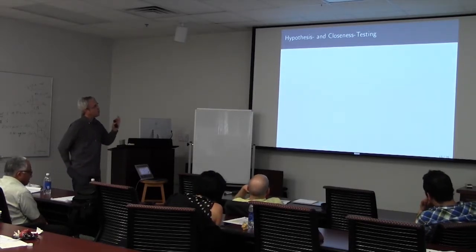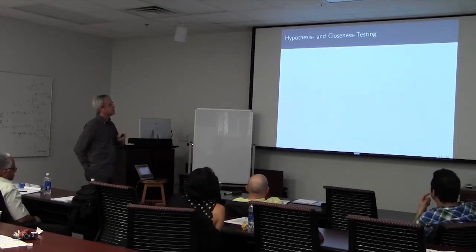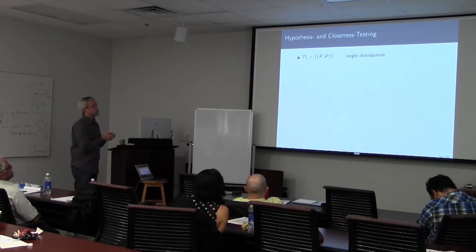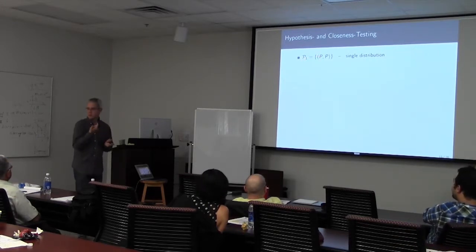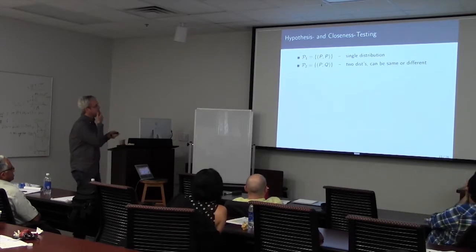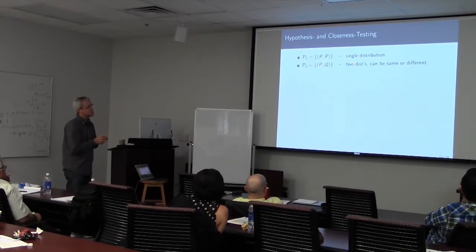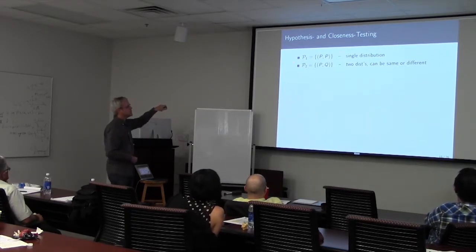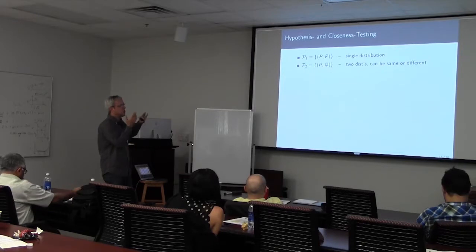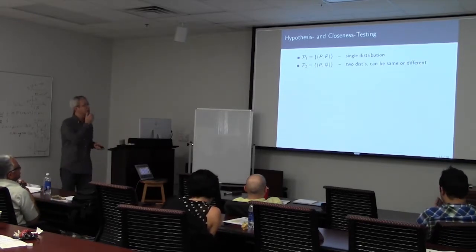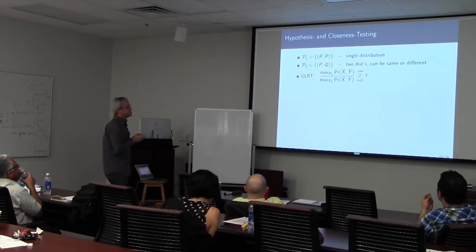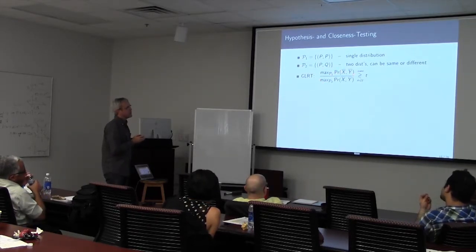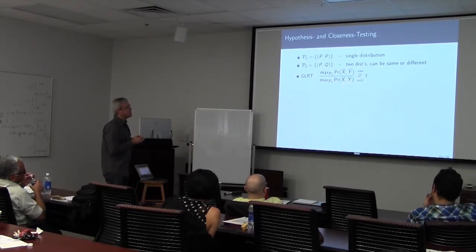So what does hypothesis testing have to do with closeness testing? In our case, we have two collections. P1 is the collection where they come from the same distribution, P. And P2 is where they come from two distributions, which for a second, let's say could be the same or different. So the first hypothesis is that they come from a single distribution, and the second is that they come from some P and Q, which could be arbitrary. Right, so the GLRT would say, let's look at the maximum over P1 of the probability of X and Y, divided by the maximum over P2 of the probability of X and Y, and compare it to some threshold.